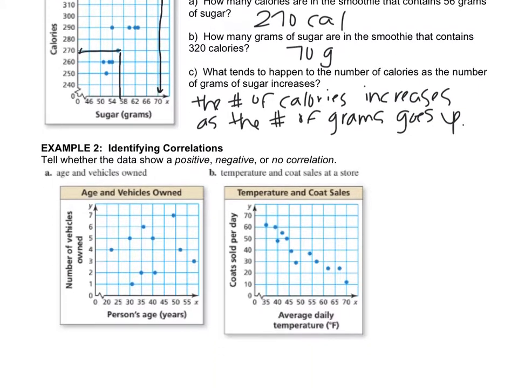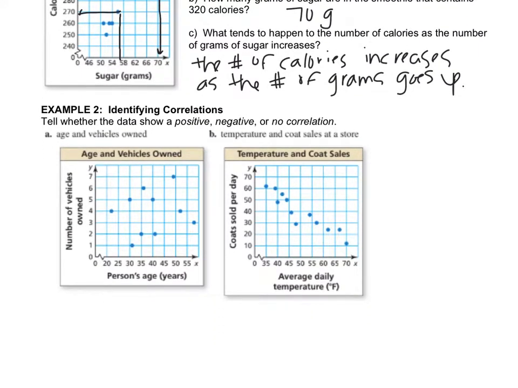You can also have a negative correlation or no correlation. So an easier one to recognize is letter B. Letter B has them going down, kind of all clustered together going down, and that represents the average daily temperature and the coats sold. So that would kind of make sense, right? Like people buy coats when it's chilly outside. When it's warm outside, people aren't really thinking about buying a coat. So letter B, actually, let's do that one first. That has a negative correlation.